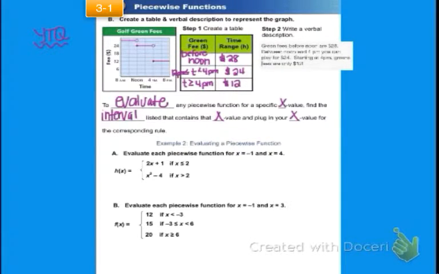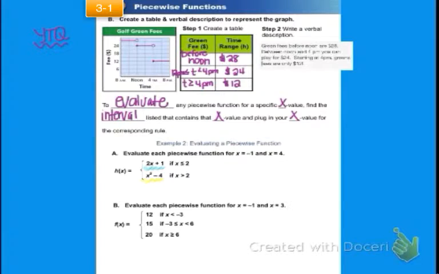So for example, in example 2a, I have a linear function, 2x plus 1, and that describes this function if x is less than or equal to 2. So for any value of x that's less than or equal to 2, this is the function I use. It's a linear function. And if x is greater than 2, I would use the function x squared minus 4, which is a quadratic function. So this particular situation over different intervals could have a linear behavior, and parts of it could have quadratic or parabola behavior.